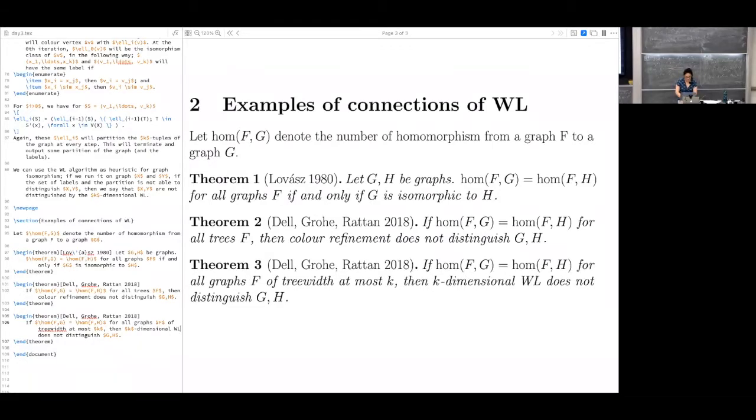So the K-dimensional Weisfeiler-Lehman does not distinguish G and H. Basically, the point of the second theorem is that the theorem up here, which is very nice and all the words are understandable, is extendable in a very nice way as well. Okay, so let me just make sure that was correct. Yeah. Okay, so that's one example.